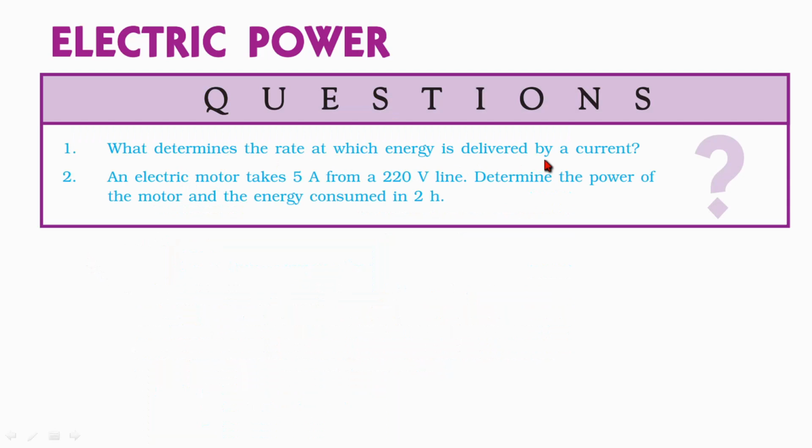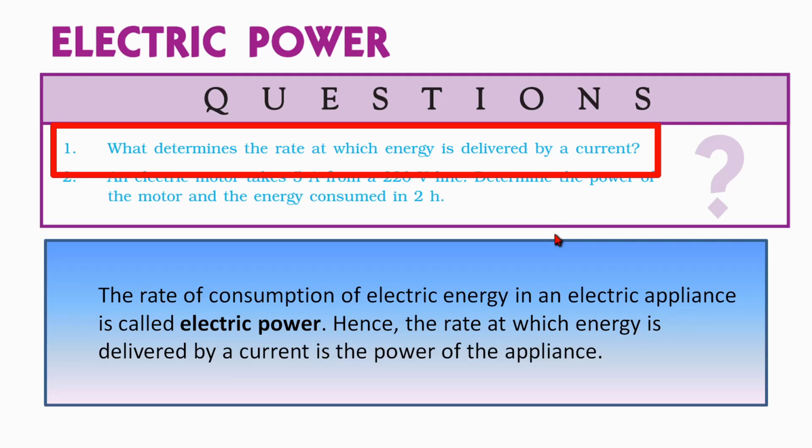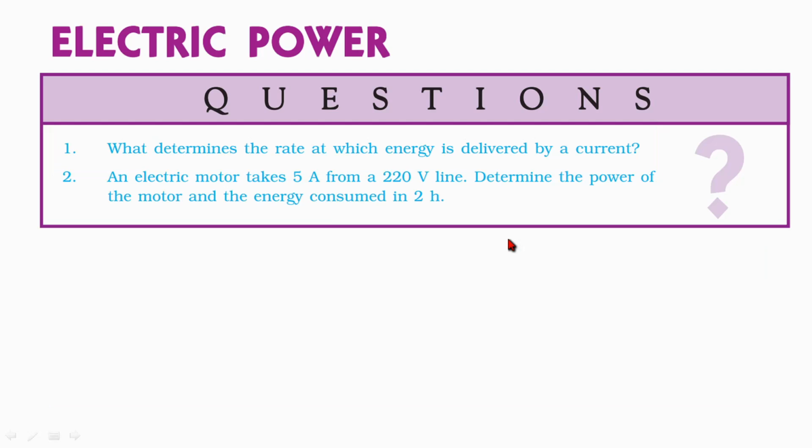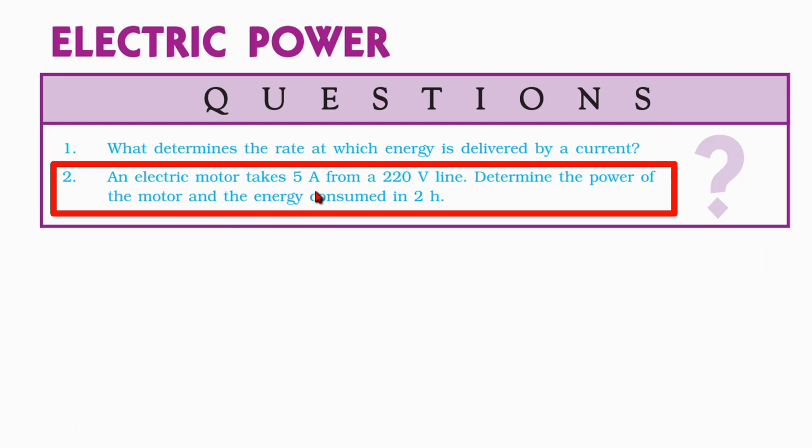What determines the rate at which the energy is delivered by a current? The rate of consumption of electric energy in an electric appliance is called electric power. Hence the rate at which energy is delivered by a current depends on the power of the appliance. Question number 2. An electric motor takes 5 ampere from a 220 volt line. Determine the power of the motor and the energy consumed in 2 hours.